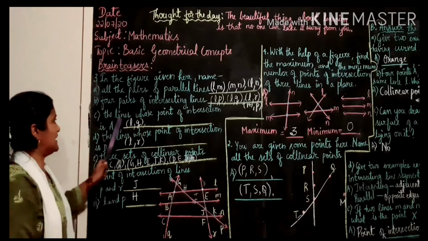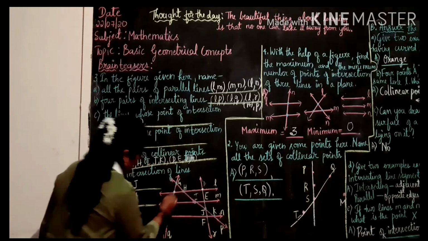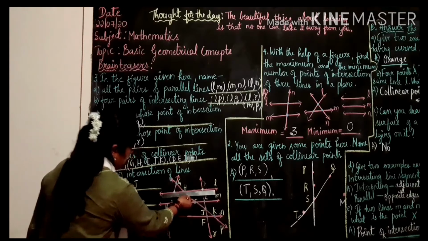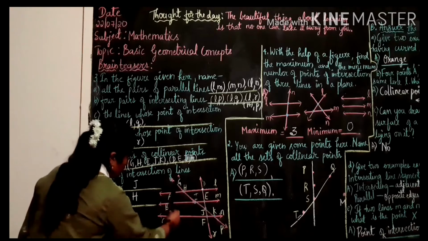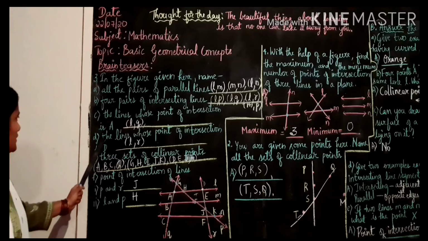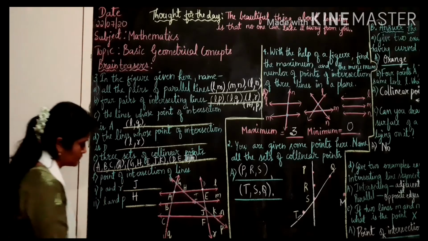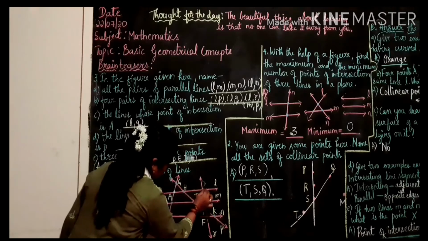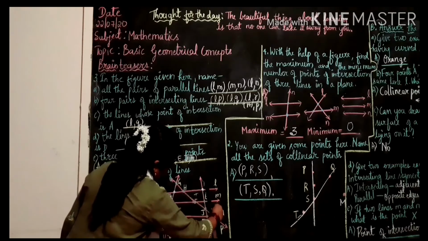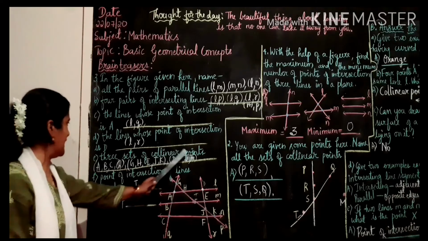Then you have the lines whose point of intersection is A. Children, here is the point A and the two lines which are meeting are line L and line Q. So the pair is L and Q. Then you have the lines whose point of intersection is D. Children, the point D is here and line L and line R are intersecting at point D.